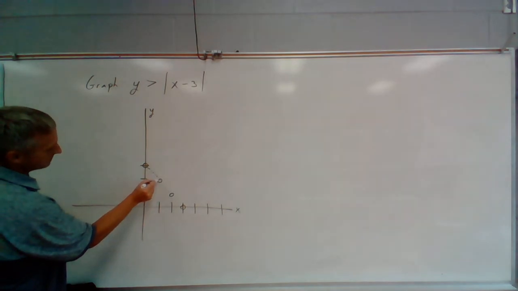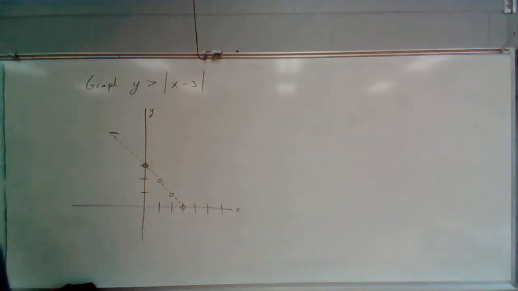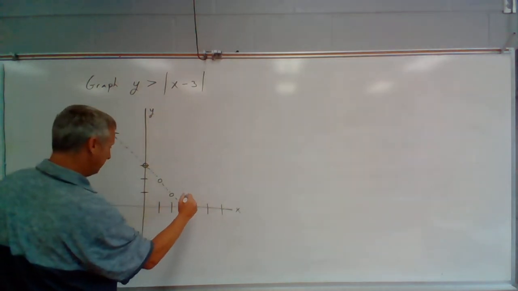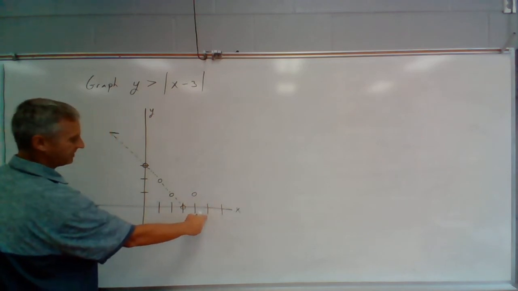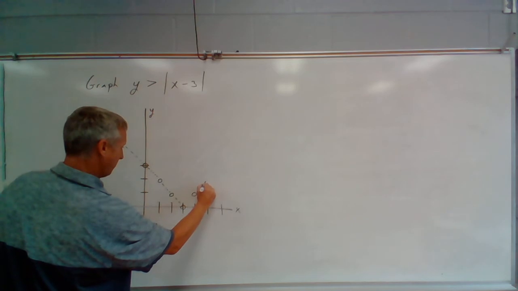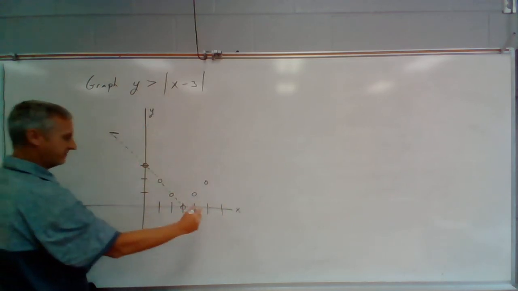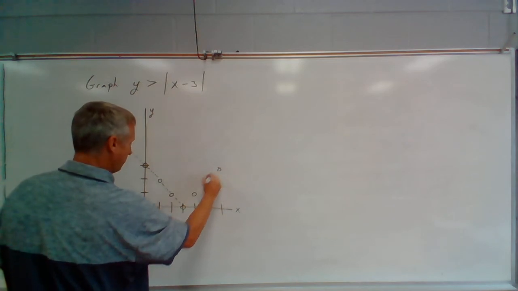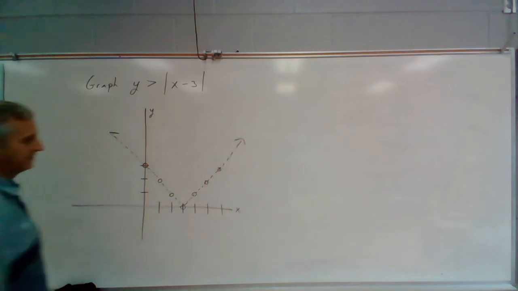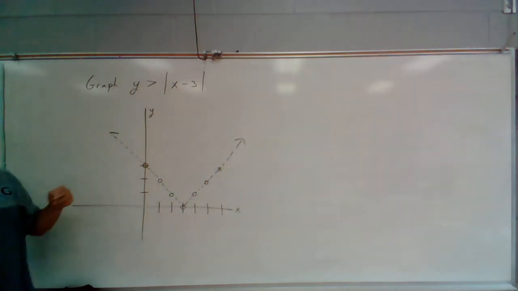So I see I'm getting this line. All right, if I plug in a 4, 4 minus 3 is 1, absolute value of 1 is 1. Plug in a 5, 5 minus 3 is 2, absolute value of 2 is 2. Plug in a 6, 6 minus 3 is 3, absolute value of 3 is 3. And you see that line. So again, I've used a dotted line and open circles because it's strictly greater than.